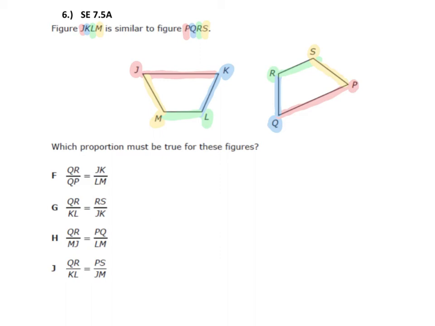So for the red, we have JK or KJ. We have PQ or QP. So let's go highlight. We got QP and we got JK. Let's see, we got JK, but nothing else red.